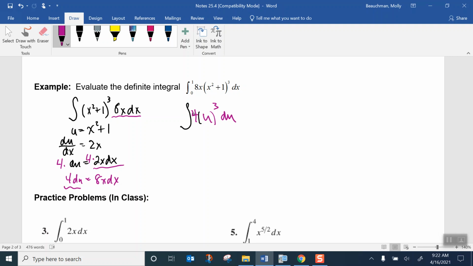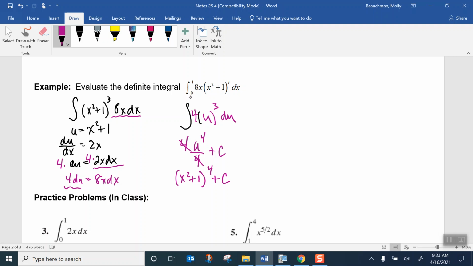So again, the purpose of u substitution is to get your integral in a format where you can use the power rule. So the integral of 4 times u to the third du, add 1 to the power, we get 4 times u to the 3 plus 1, which is 4, divided by 4, plus the arbitrary constant. The 4's cancel, and then substitute back in x squared plus 1, what you let u equal in the first place. So that's our indefinite integral.